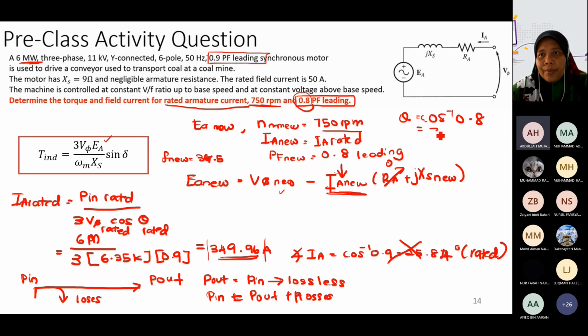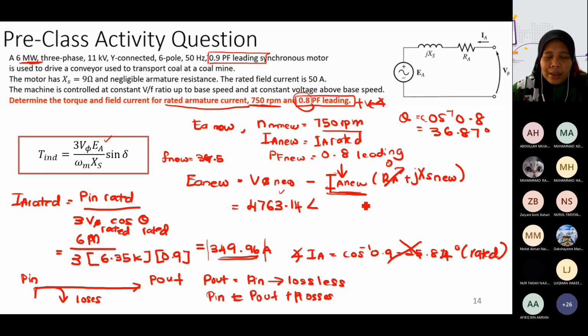36.87. Correct. So is this a positive angle or a negative angle? Positive. Why? Leading. Because it's leading, yes. So put in all the values. The V phase we got earlier is 4763.14. What's the angle for the phase voltage? Zero. It's always 0.